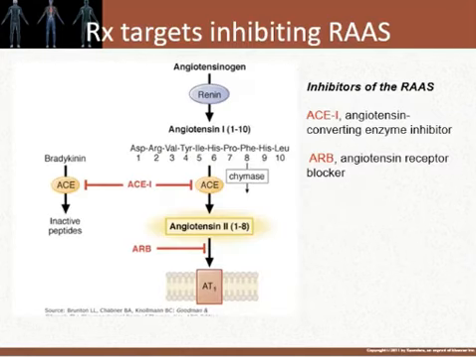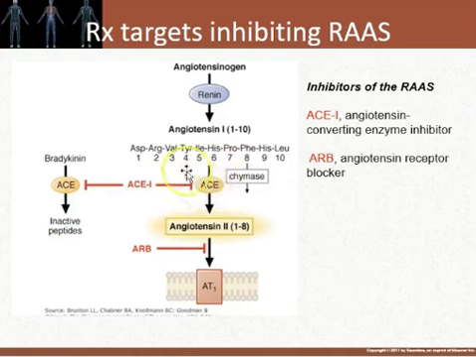And so we'll go into the ACE inhibitors first. So here's just kind of a review. Here you have angiotensinogen being converted to angiotensin 1 via renin. Okay, and then angiotensin 1 gets further transformed into angiotensin 2 via the enzyme ACE. Okay, ACE is also responsible for converting bradykinin into its inactive peptides. So remember that, we'll talk about that later.